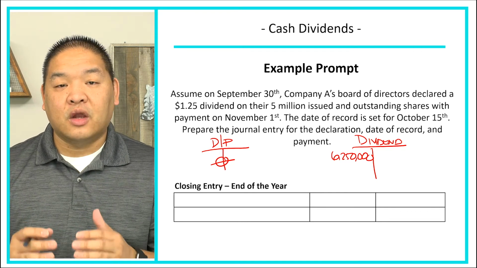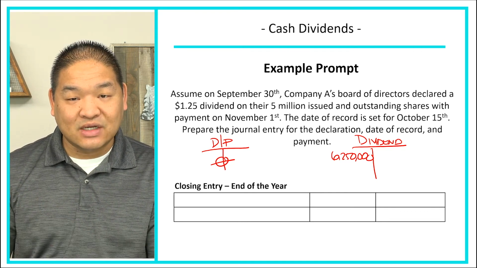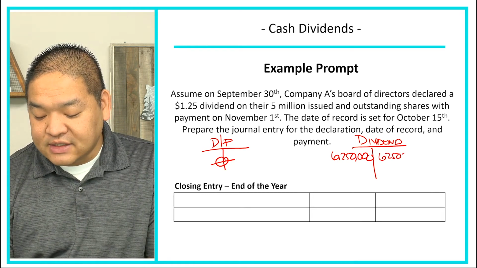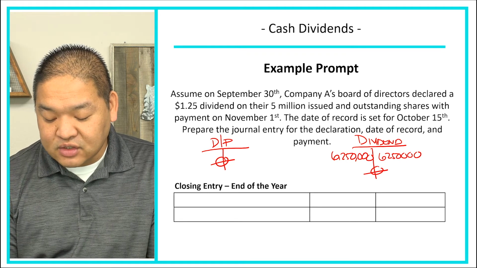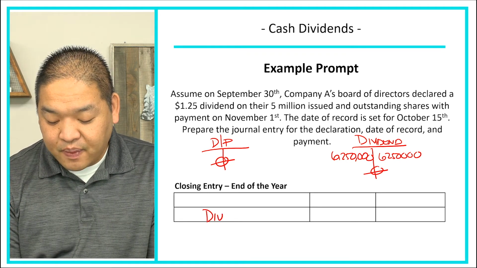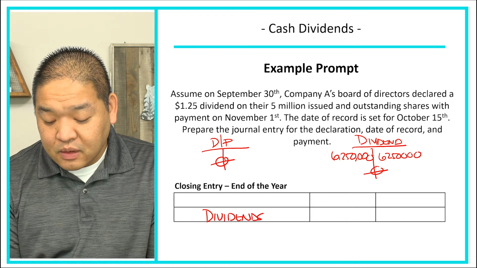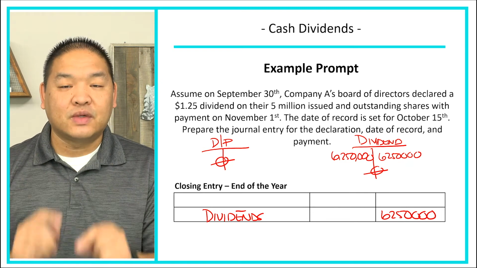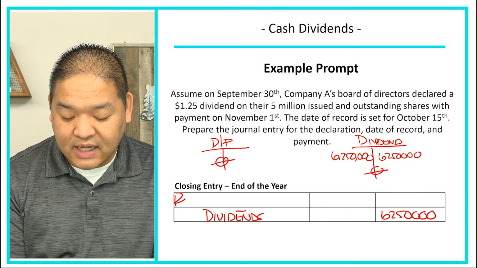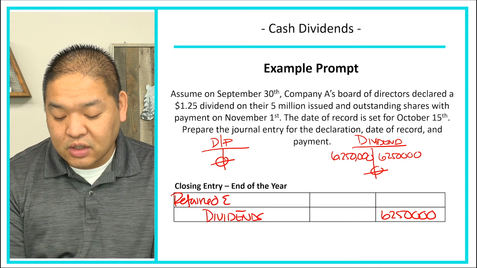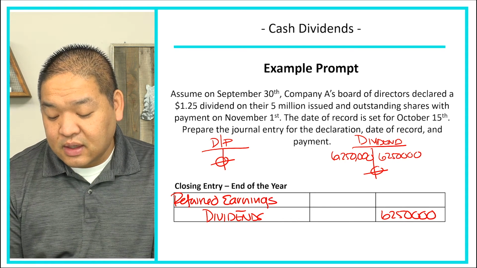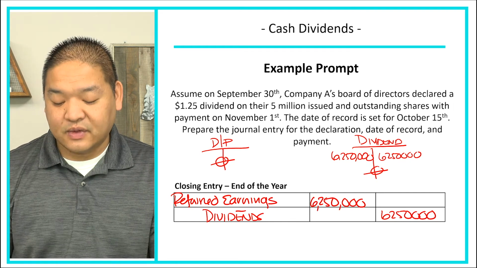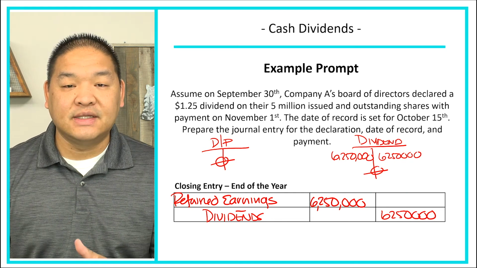So to close it, we are going to make this dividend account 0. So to make it 0, I need to put a credit of 625. That's going to zero out the dividend account. So credit dividends for 625. And then we're going to close this out to the retained earnings. So we're going to debit retained earnings in the amount of $625,000. Okay, so that's what our entry would be at the end of the year when we closed out our books.